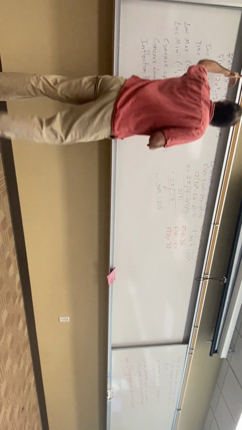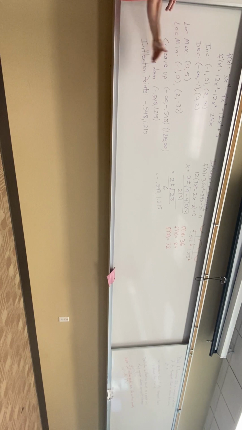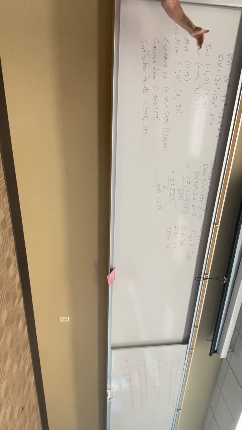Okay, these are all the things that we are going to determine based off the first and second derivatives. So increasing, decreasing, local max and mins from the first derivative. Well, the first derivative helps us find where the local maxes and mins are, but the points themselves are actually on the original function. But increasing, decreasing, and local max and mins from the first derivative; concave up, concave down, and inflection points from the second derivative.